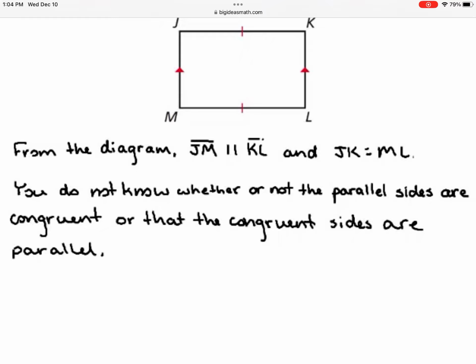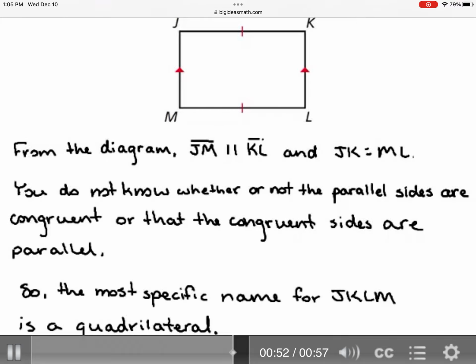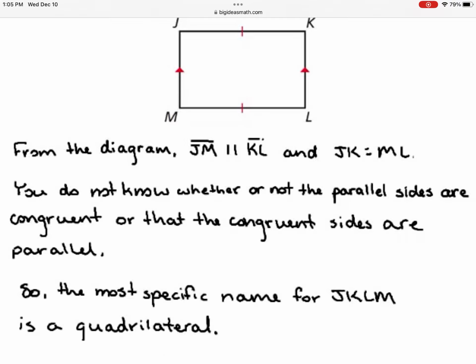be a rectangle, rhombus, or a square. In order to classify this quadrilateral as a trapezoid, you would need to know that the parallel lines are not congruent. So the quadrilateral cannot be classified as a trapezoid. And you cannot classify this quadrilateral as a kite because you have a pair of opposite sides that are congruent. So the most specific name for JKLM is a quadrilateral.